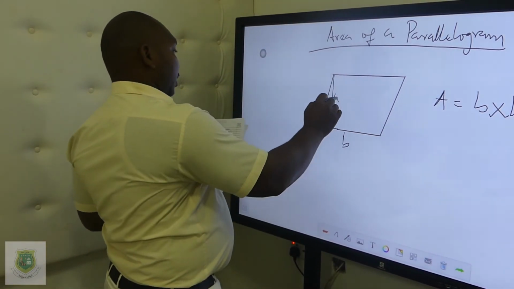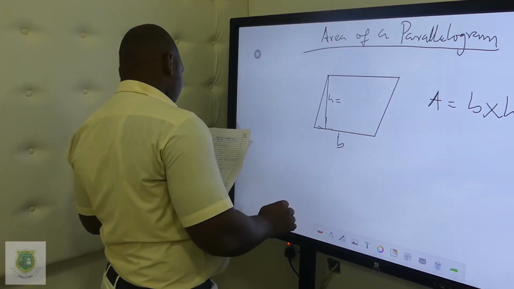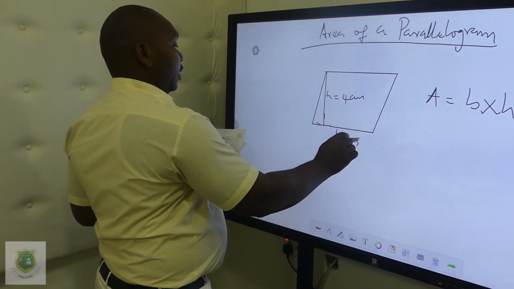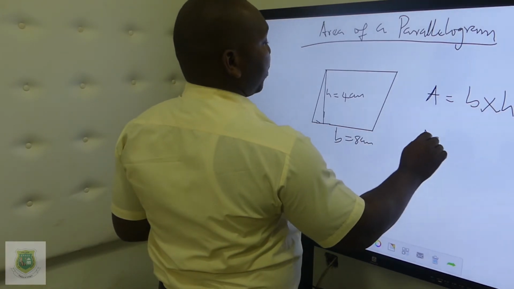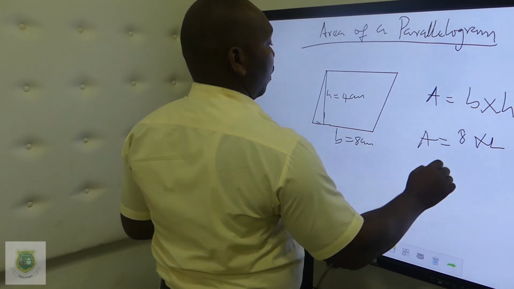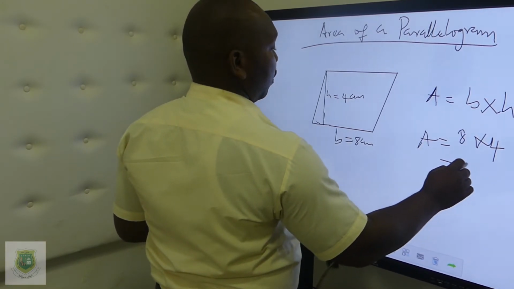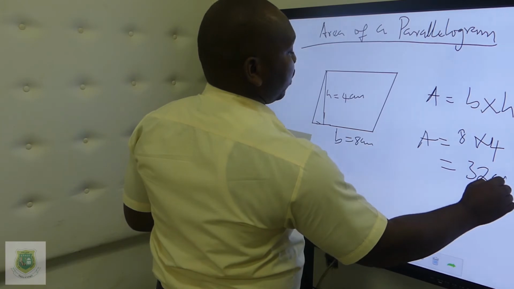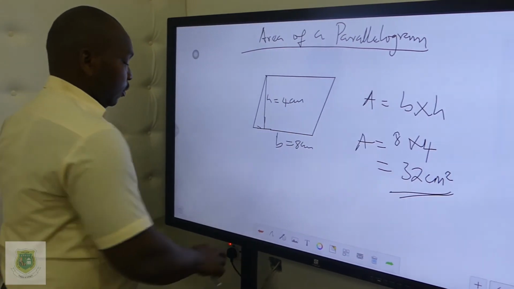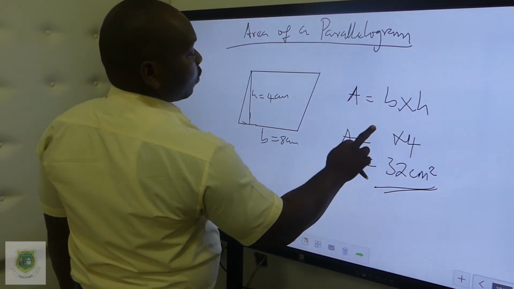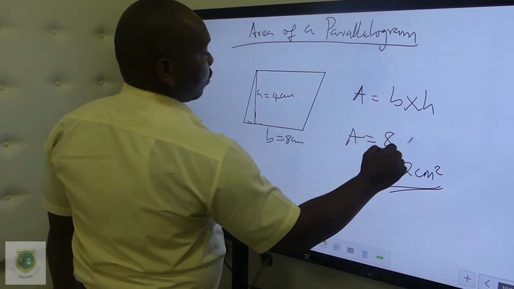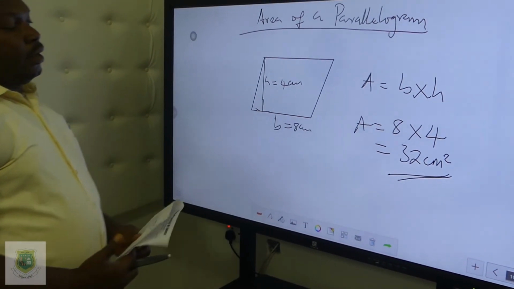So, let's say this place is 4 centimeters and this place is 8 centimeters, then the area of this parallelogram is going to be 8 times 4, which is 32 centimeters squared.